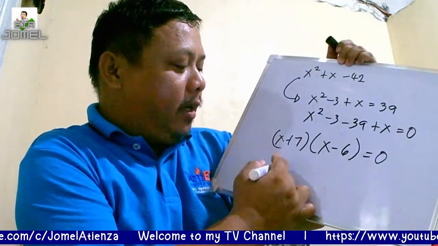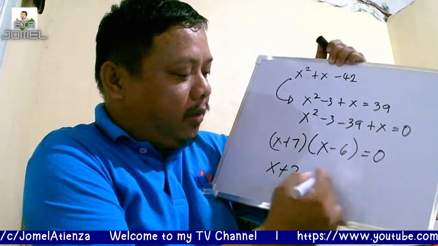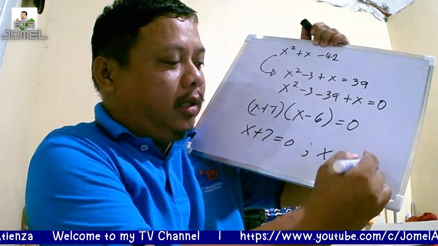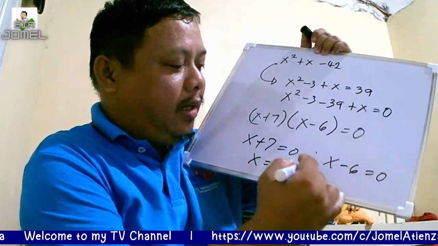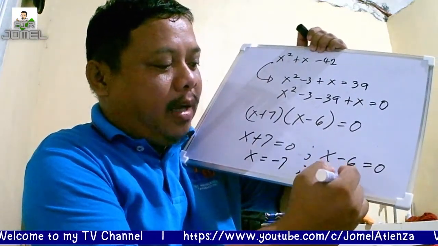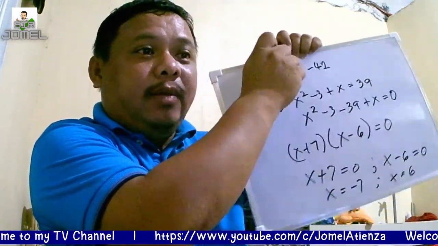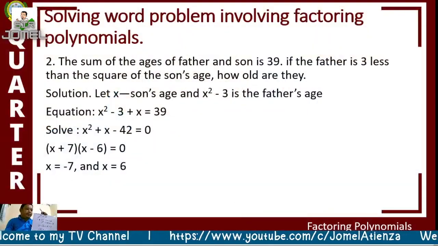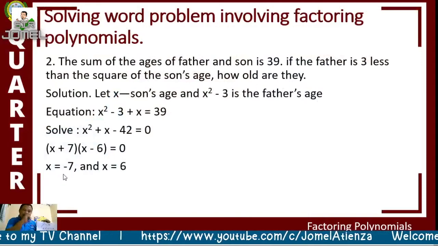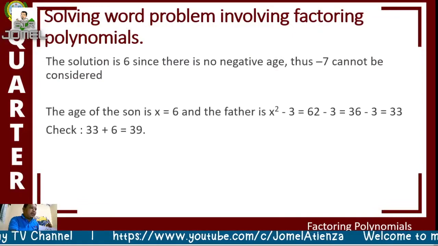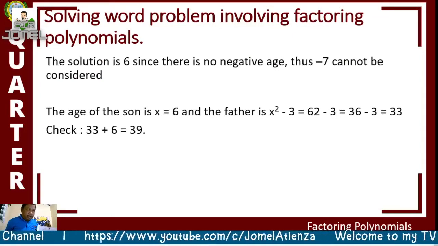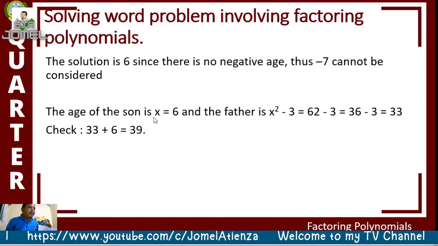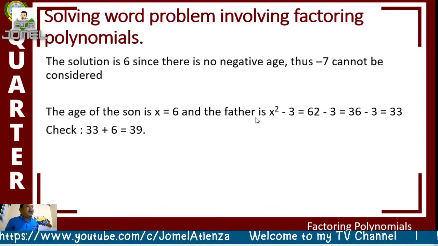Therefore, x plus 7 equals 0, and the other root is x minus 6 equals 0. So x is equal to negative 7 and x is equal to positive 6. This is the transposition method, using the properties of equality. So what is the correct answer? The solution is 6, since there is no negative age. Thus, negative 7 cannot be considered. So the age of the son is 6 and the father's age is x squared minus 3.